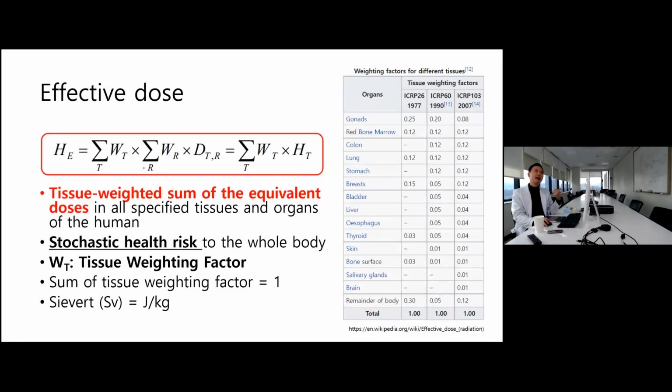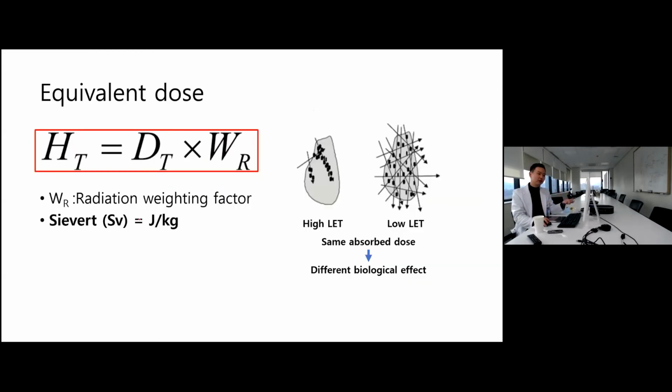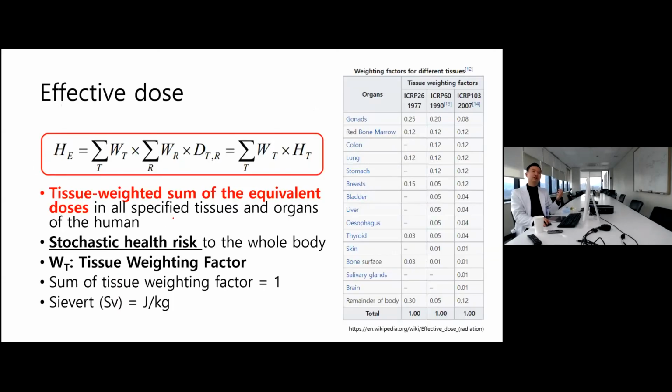And now we have the radiation weighting factor, but to sum up, to calculate the effective dose, we need to calculate the radiation exposure on the whole body. Then what we need to do is we need another tissue weighted sum.